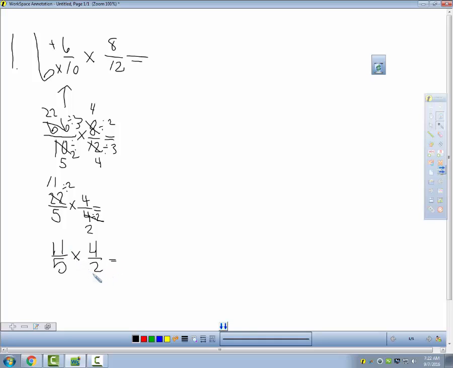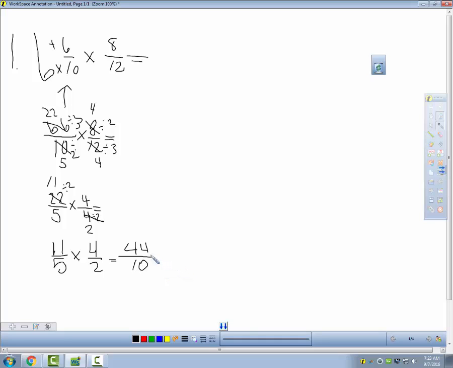And I can't simplify those anymore, so I just took 2 steps to simplify diagonally. So I took about 2 extra steps off if we would have just done it straight across. Okay, so then once I get them both simplified down to where I can't go any further, I'm going to multiply across. So 11 times 4 gives me 44. And then 5 times 2 gives me 10.